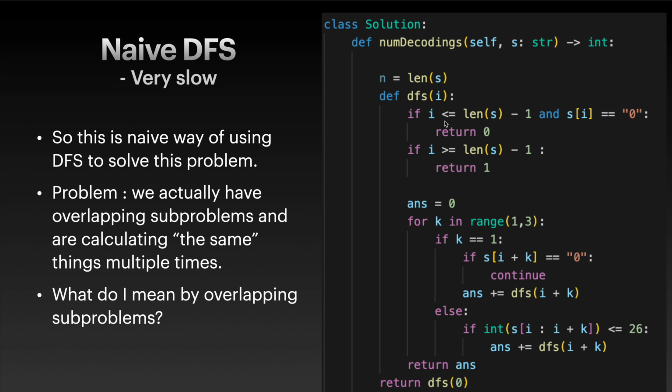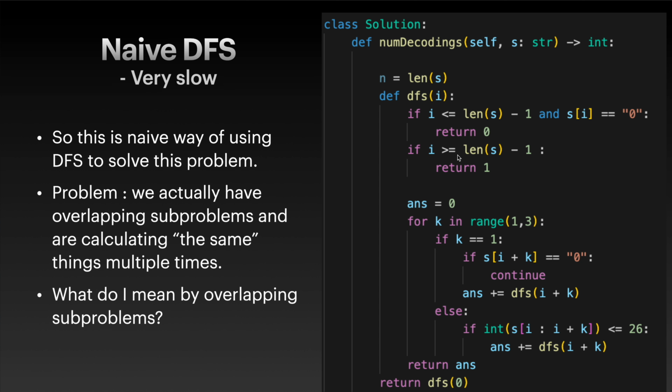If the index, so this is index, if current index is less than or equal to length of s minus 1, so this one should be n. Actually, I don't know why I put n equals length of s, but then I didn't use n, so this one should be n, this one should be n. So we have n minus 1 and s, the string at index i is equal to string 0, then we return 0. Otherwise we return 1, right?